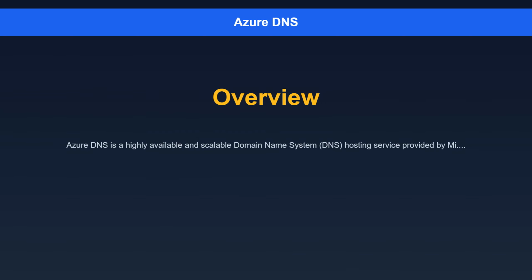Azure DNS is a highly available and scalable domain name system (DNS) hosting service provided by Microsoft Azure. It allows you to host your domain names and manage your DNS records within the Azure infrastructure. Essentially, Azure DNS acts as the authoritative DNS server for your domains, translating human-readable domain names, like www.example.com, into the numerical IP addresses that computers use to locate services on the internet.